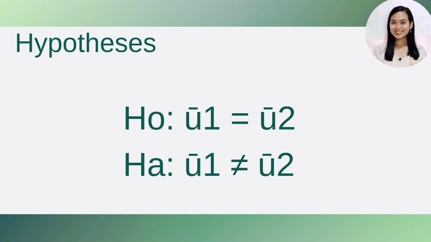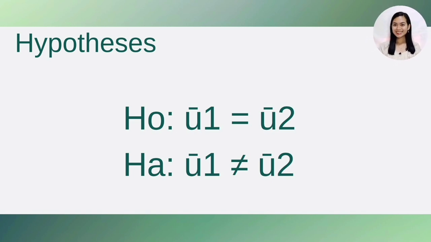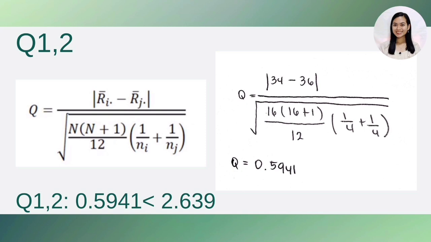So let's begin by comparing groups 1 and 2. We'll start with the hypotheses. For the null hypothesis, we have the mean rank of group 1 is equal to the mean rank of group 2. For the alternative hypothesis, we have the mean rank of group 1 is not equal to the mean rank of group 2. We will use the formula and substitute, and we get the value of 0.5941, which is less than the critical value of 2.639, which means that we do not reject the null hypothesis.